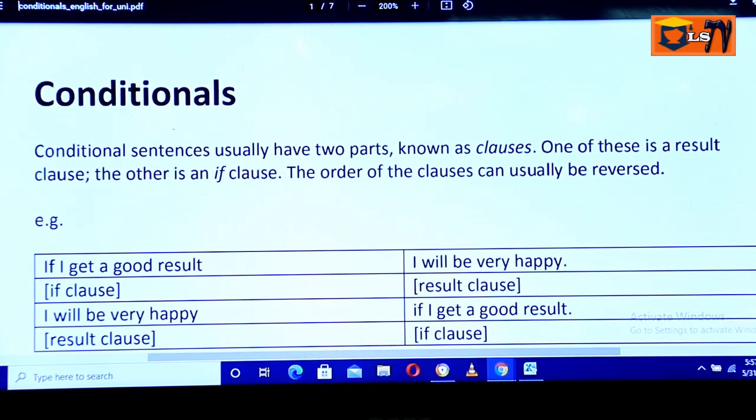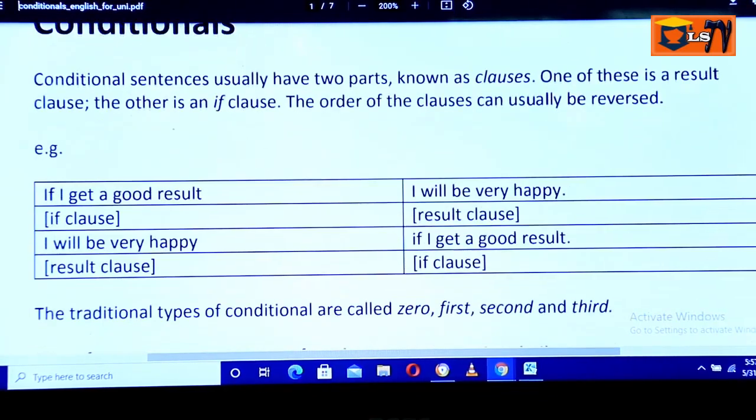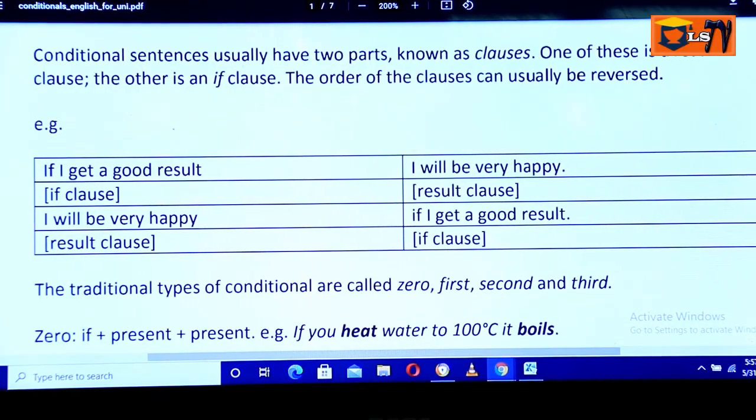Conditionals. Conditional sentences usually have two parts known as clauses. One of these is a result clause, the other is the if clause. The order of the clauses can usually be reversed. Example: If I get a good result, I will be very happy. Here, the first is the if clause and the second is the result clause. I'll be very happy if I get a good result. It can be reversed in that way.